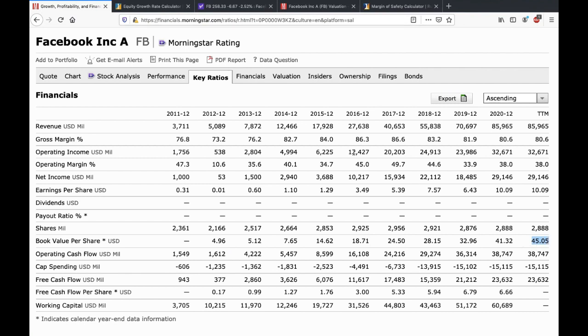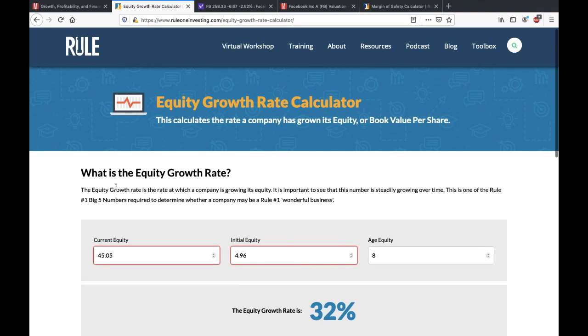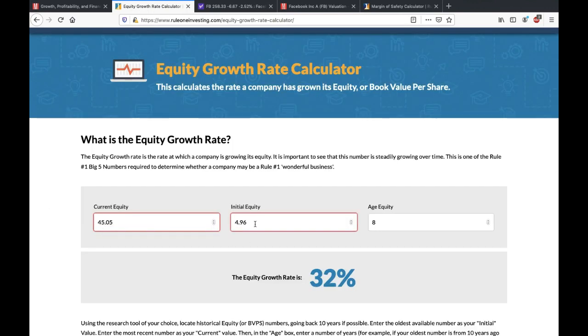So I'll calculate the growth rate at which Facebook has grown its equity, and I'm using Rule 1 investing calculators. So this is Phil Town's own website, and he offers this for free. There are a bunch of different calculators that you can use, and this one is the equity growth rate calculator. So if you just Google it, Rule 1 investing calculator, equity growth rate, you'll get it. So the initial value was $4.96, current equity value is $45.05, and this growth happened over a time of 8 years. So the growth rate is 32%.